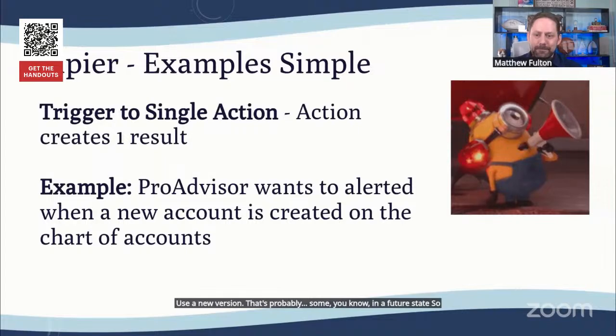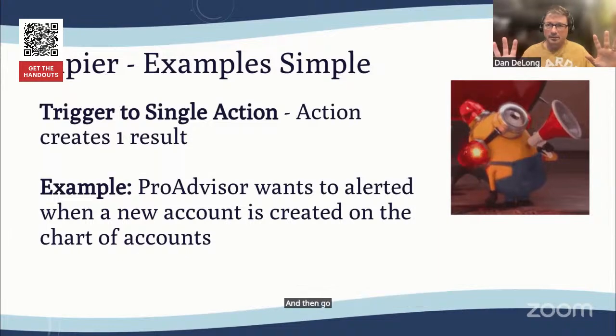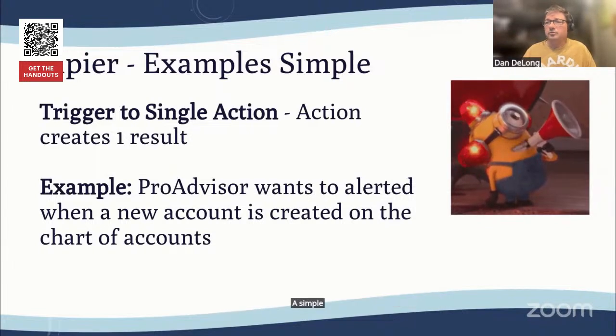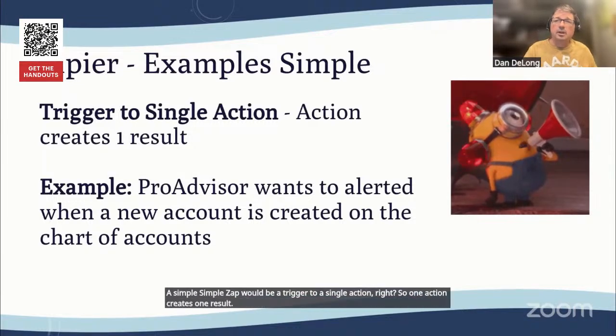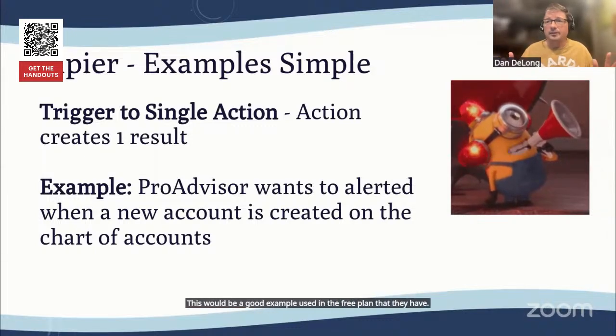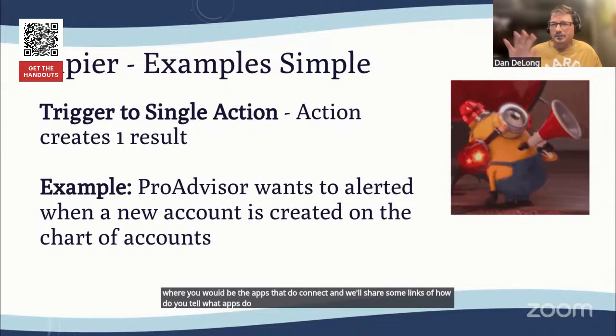So let's talk about some examples. We'll go with a simple one, and then go into a little bit more intermediate, and then a more advanced one. So a simple Zap would be a trigger to a single action, right? One action creates one result. This would be a good example used in the free plan that they have, because you can't do anything more than just have one action, right? But you can't use premium apps with the free one. So this will be something where the apps that do connect, and we'll share some links of how you tell what apps work in Zapier.